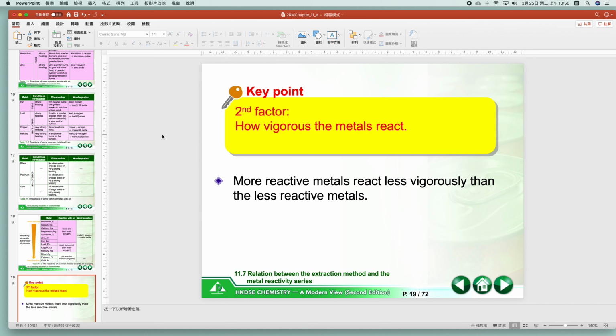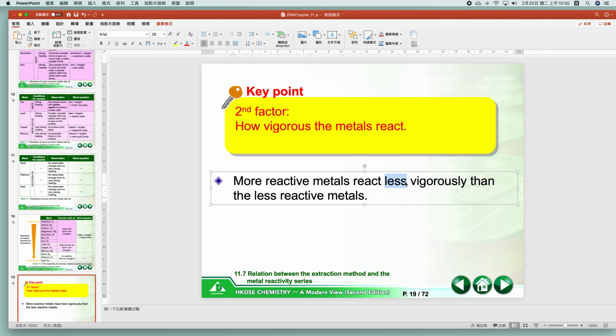So that's why the second factor is how vigorously the metals react. It helps us to compare reactivity of metals, because more reactive metals react more vigorously than the less reactive metals.